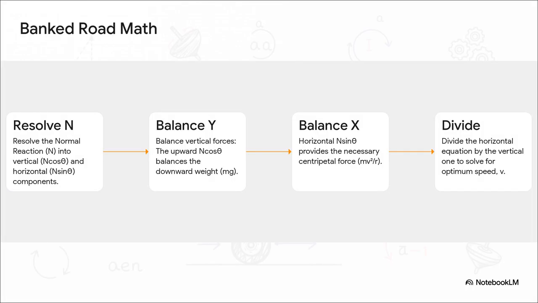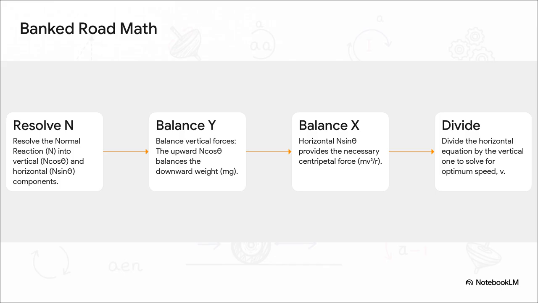Well, the physics all comes down to breaking apart the normal force. Because the road is banked at an angle, the normal force from the road pushes on the car at an angle too. So we split it into two pieces, a vertical piece that perfectly balances the car's weight and a horizontal piece that points toward the center of the turn. And that horizontal piece, that's what provides our centripetal force.